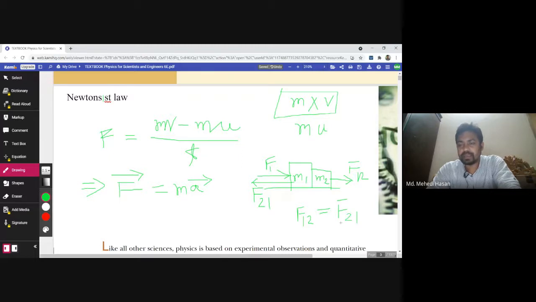Okay, so f12 is equal to f21, but the signs are different. So you can say the sign is minus here. If you consider the magnitude, then f12 equals f21. So these are the main things.